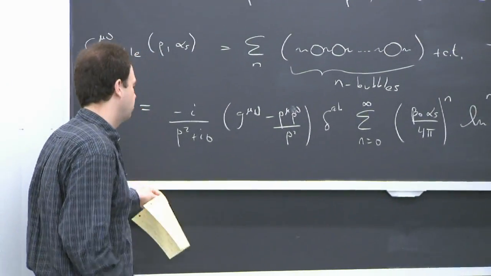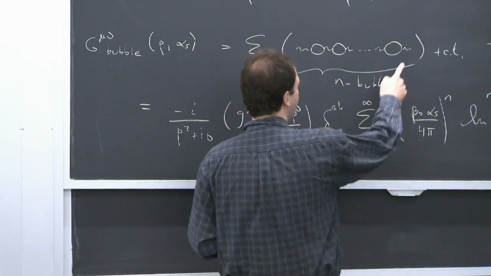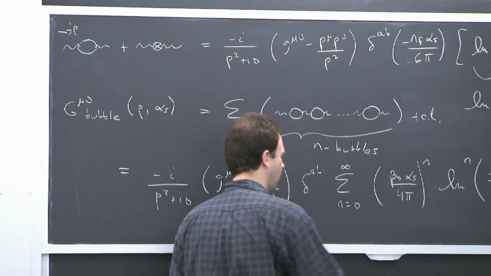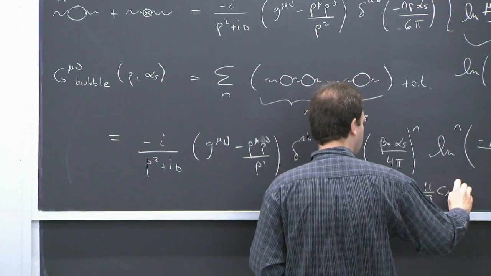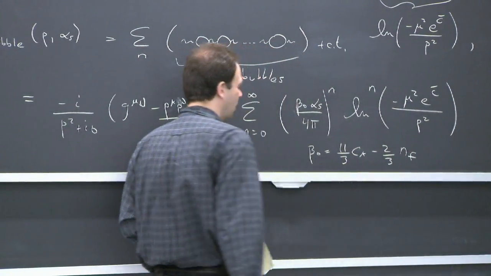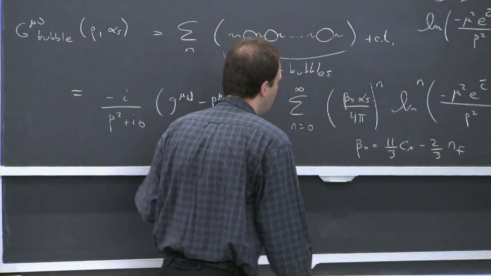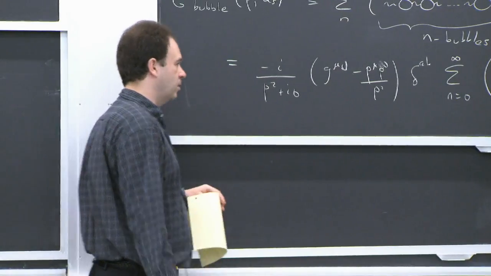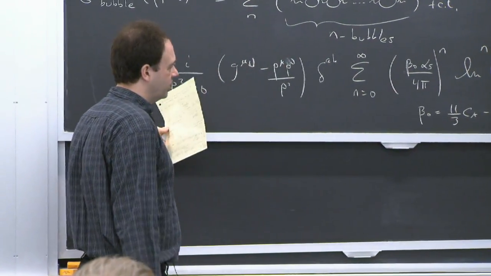Okay, so this is explicitly writing out the sum. And what I've done here is I've used the fact that even though I wrote up NF up there, I can convert it to beta naught. So beta naught was 11/3 CA minus 2/3 NF. I can solve that equation for NF and substitute it back in. And that is a convenient thing to do just because you can think that these terms are then related to the beta naught, which has to do with the running coupling.